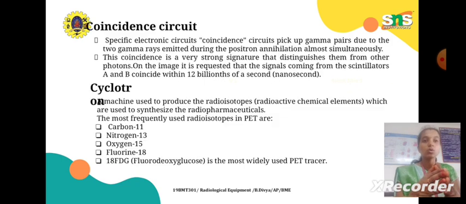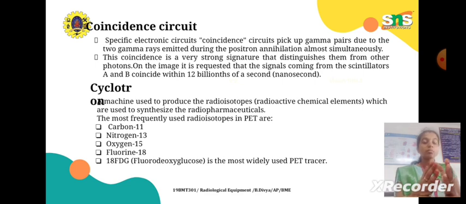Next is the coincidence circuit. What is a coincidence circuit? A specific electronic circuit, the coincidence circuit, picks up gamma pairs due to the two gamma rays emitted almost simultaneously during positron annihilation.